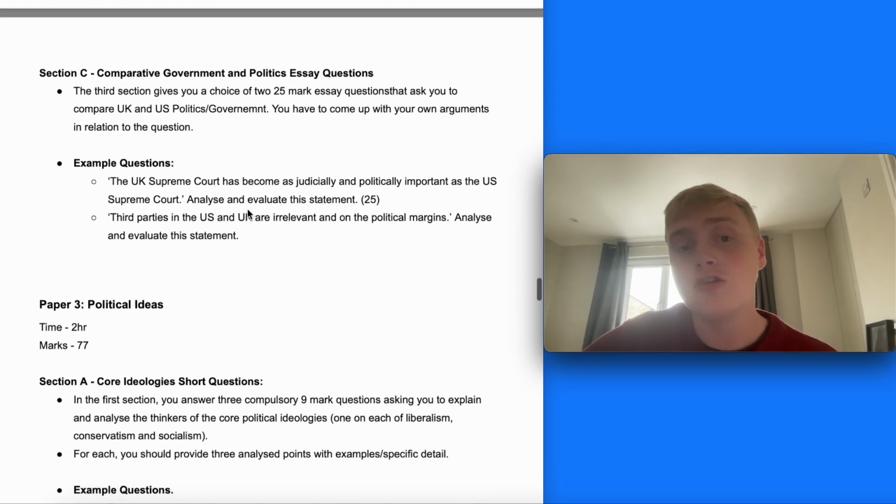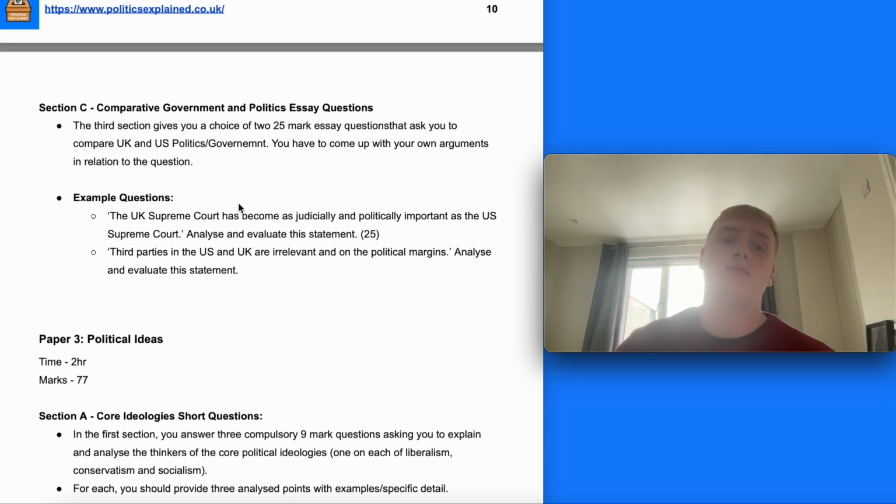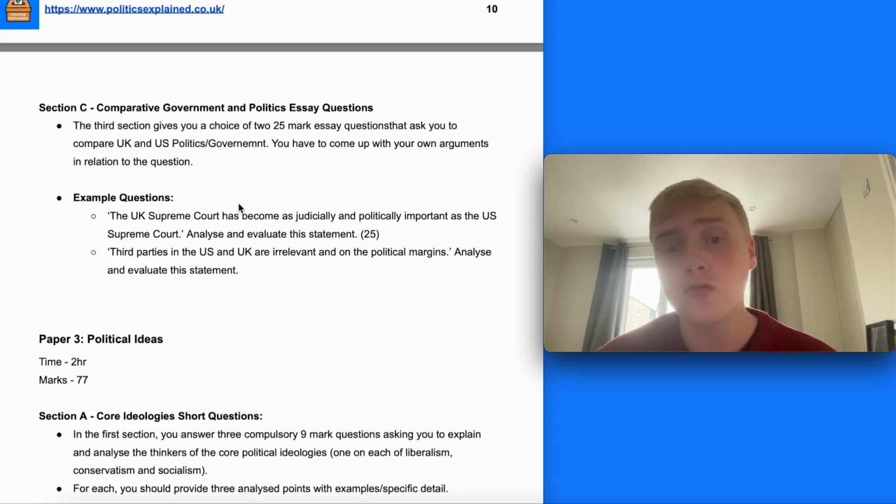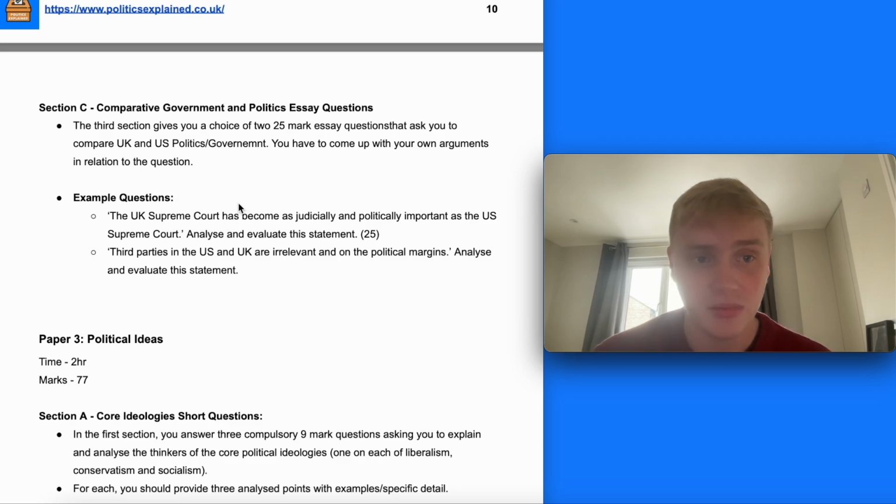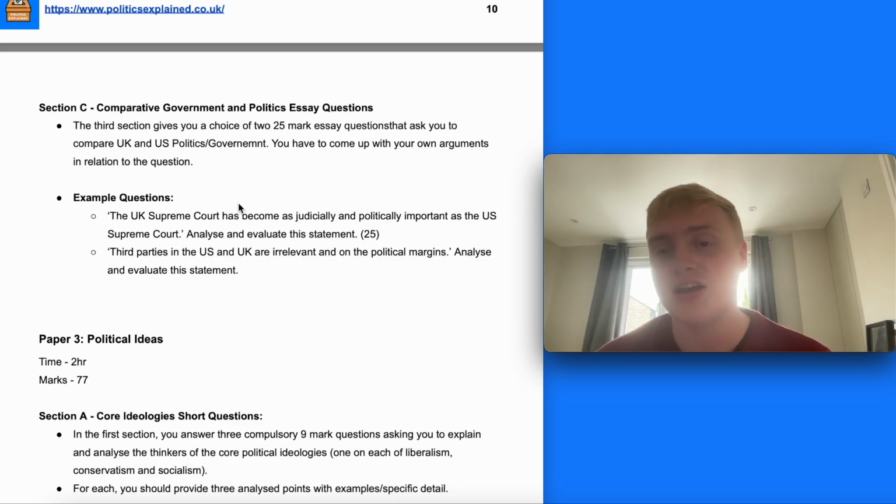And then finally, you get a choice of 2 essay questions for section C, but crucially, these are comparative as well. So you have to come up with your own arguments in relation to the question, but they're ultimately about comparing the UK and the US. For example: the UK Supreme Court has become as judicially and politically important as the US Supreme Court. Analyse and evaluate this statement.